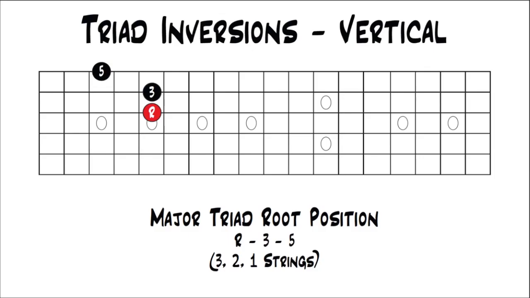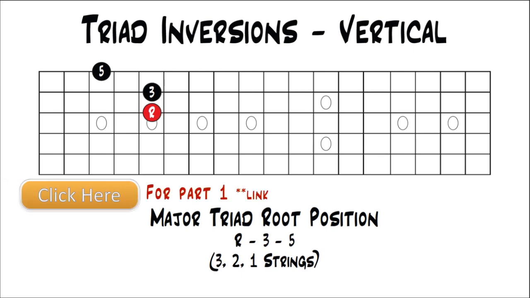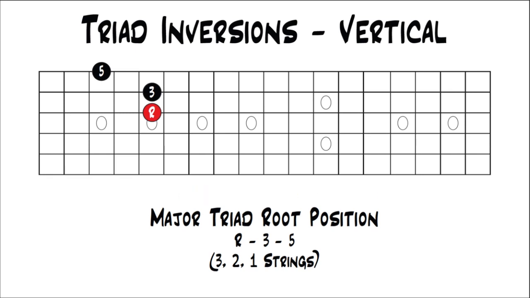This is part 2.8 from our series Music Theory for Guitar. If you'd like to go back and start at the beginning, you can click the link on the screen. So last lesson we looked at triad inversions on 3 adjacent strings moving horizontally up the neck. For example, if we took this triad on the 1st, 2nd, and 3rd strings, we would have just continued this up on the same set of strings to the 1st and 2nd inversion.